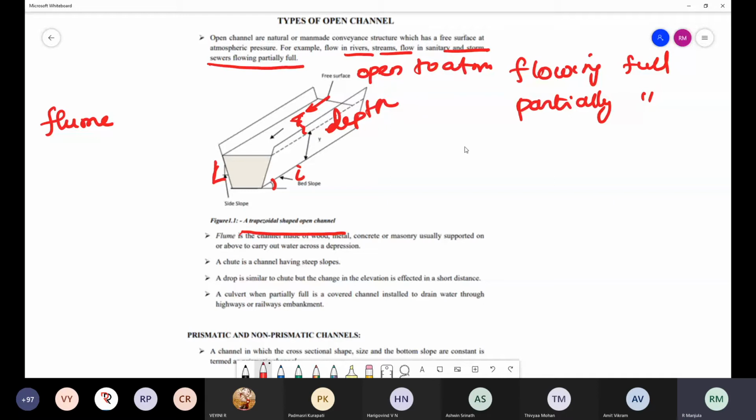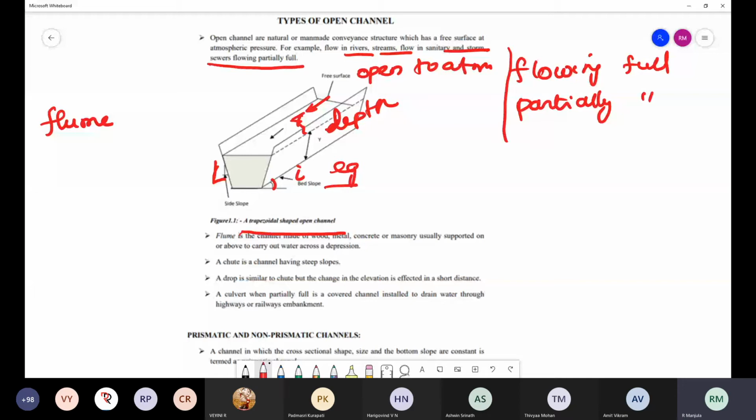So this is what I discussed, right? These are the open channels which are natural or man-made, able to convey water and which have a free surface, and hence are open to the atmosphere. The channels can be either flowing full or partially full. For example, rivers, streams, and flow in sanitary or storm sewers are also considered open channel flow. Here the example is a trapezoidal channel.